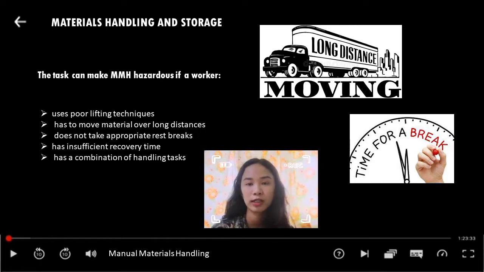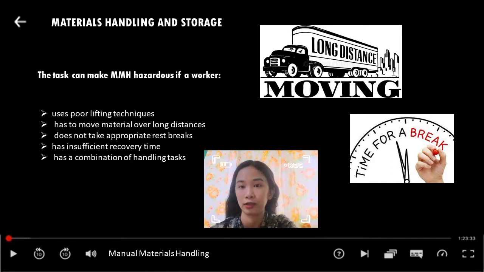Next, if a worker does not take appropriate rest breaks. So if you are from a long duty and you didn't take a break, your body is already weak and it can't carry any materials anymore. Maybe you can, but it will not last any longer. That's why you should take a break before you decide to work again. Always remember that rest is as important as working hard. Next, if a worker has insufficient recovery time.